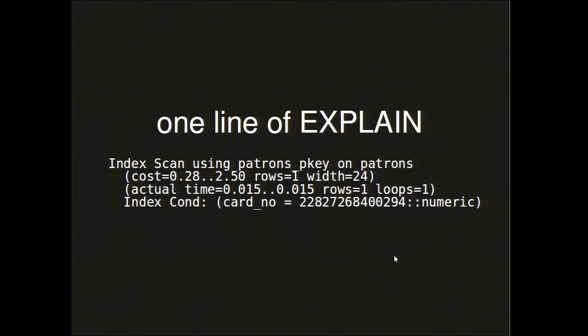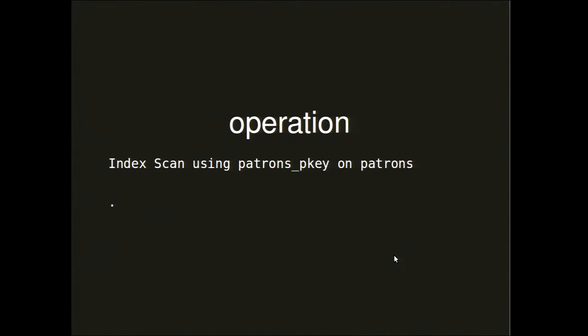So let's look at what's in one of these individual node output sections. In the default format, this is all in one line. I've broken it out again for readability. So the first thing is that it tells us what operation it's doing. What kind of node is this? It's an index scan, and it's using the patrons_pkey index on the table of patrons. So it tells us what I am doing in this node.